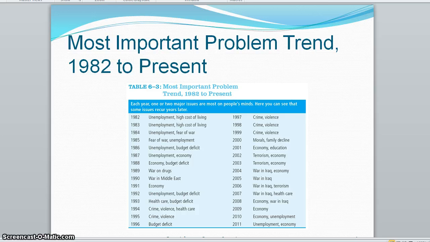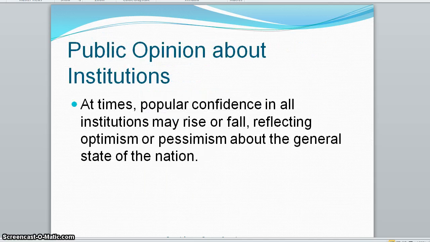Here are some of the most important problems. You'll see how the trends change as time goes on, depending on the circumstances. One other point about public opinion with institutions: the popular confidence in all institutions may rise or fall, and that reflects the optimism or pessimism about the general state of the nation.